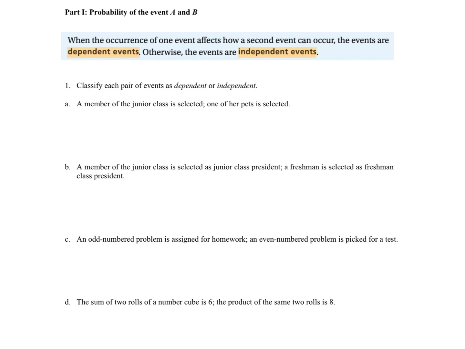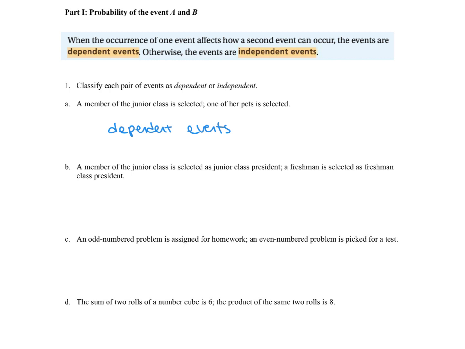So let's take a look at some examples. We're going to classify each pair of events as dependent or independent. Part A. A member of the junior class is selected. One of her pets is selected. So think about whether the second event depends on the results of the first event. And it would depend on the results of the first event because it depends which member of the junior class is selected when you select one of her pets. So these are dependent events.